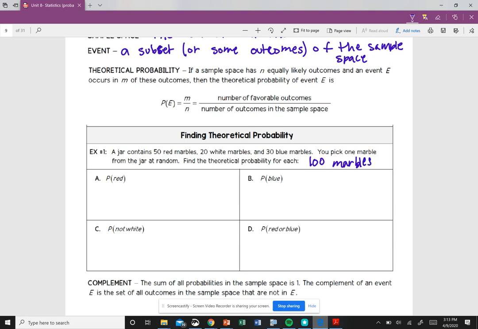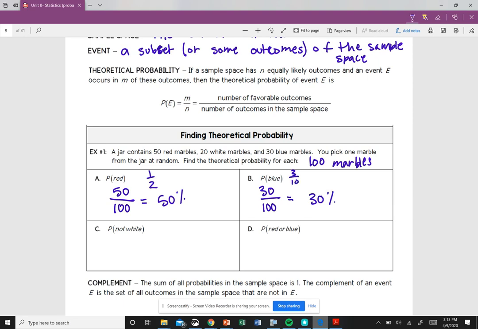All right, so what's the probability of red? So red, there are 50. So that would be 50 out of 100 marbles, which is going to be 50%. Or you can think about this as 1/2. What's the probability of blue? So there are 30 out of the total 100 marbles that are blue. So that is 30%. Or you can think about it as 3/10 if you really want.